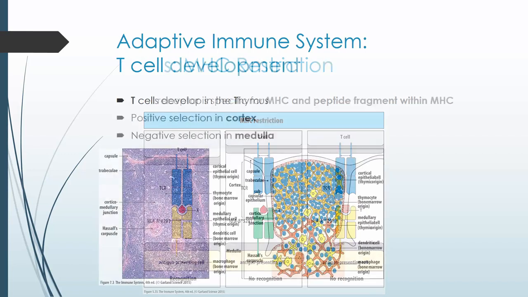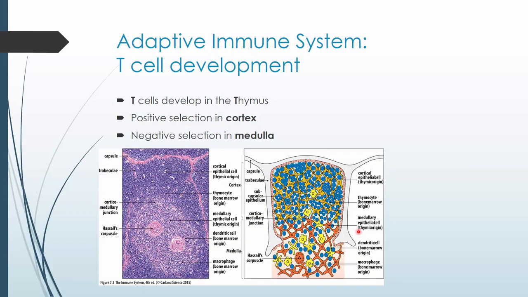So development of T cells happens in the thymus, T cell thymus, okay? And positive selection is going to happen in the cortex. Negative selection is going to happen in the medulla. And we're going to walk through this process just like we did with B cells.